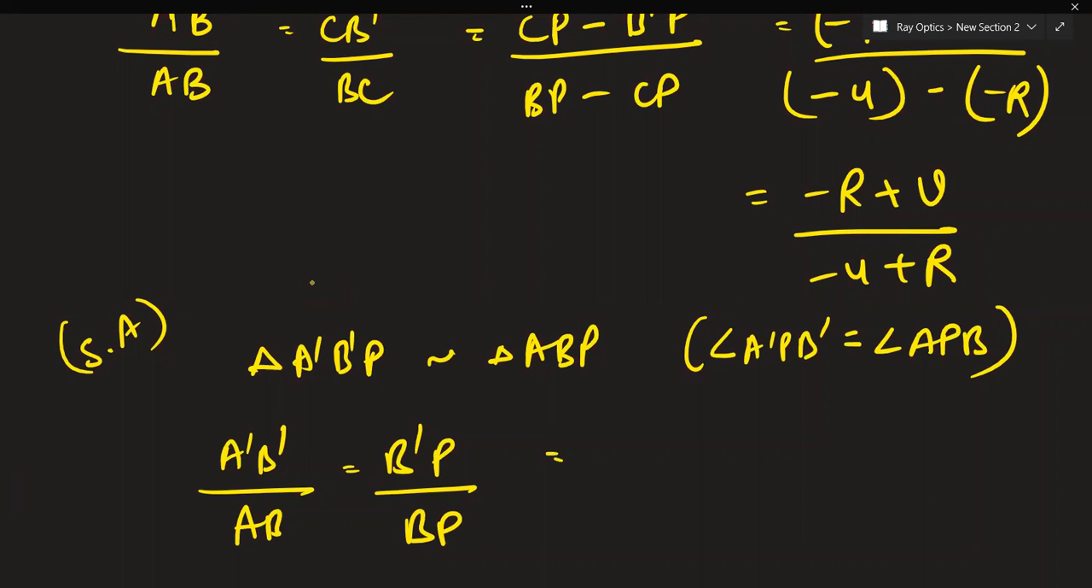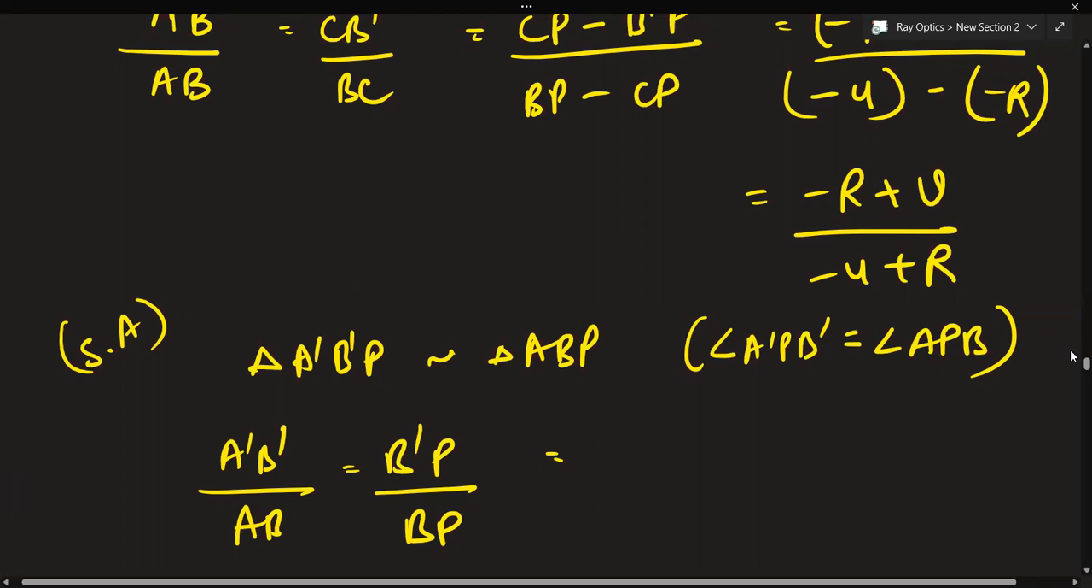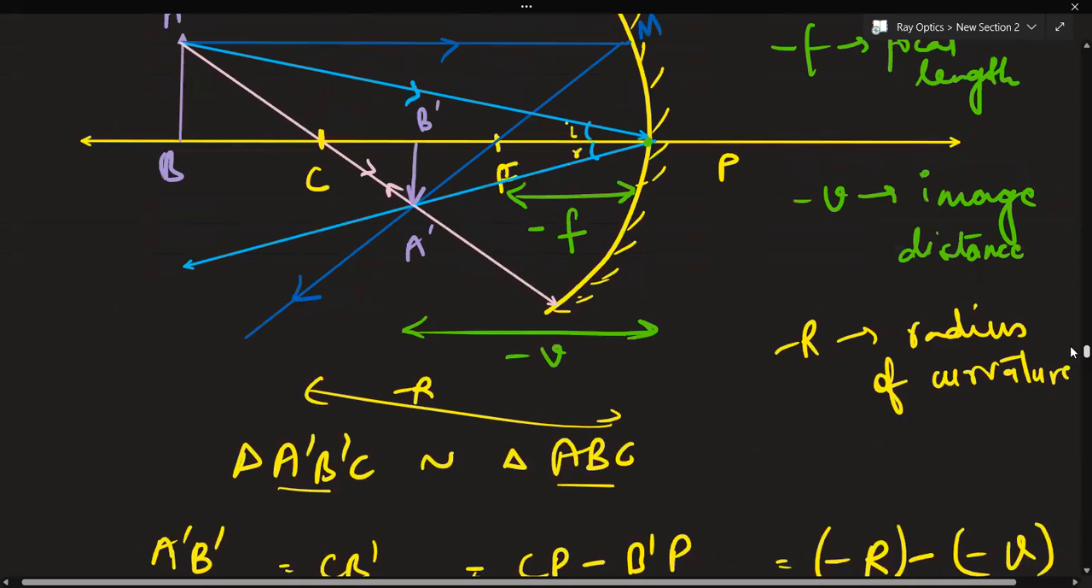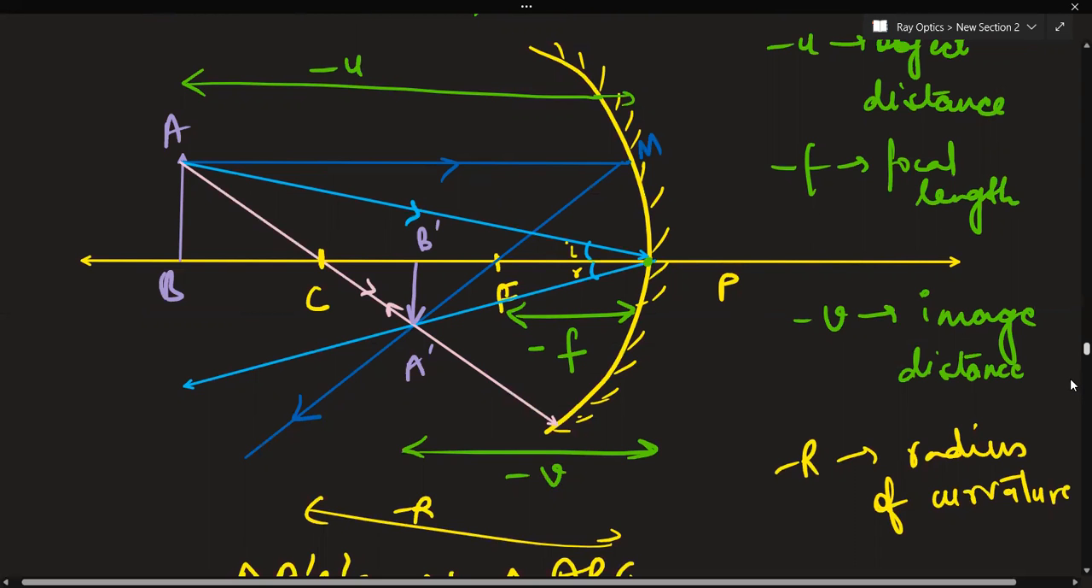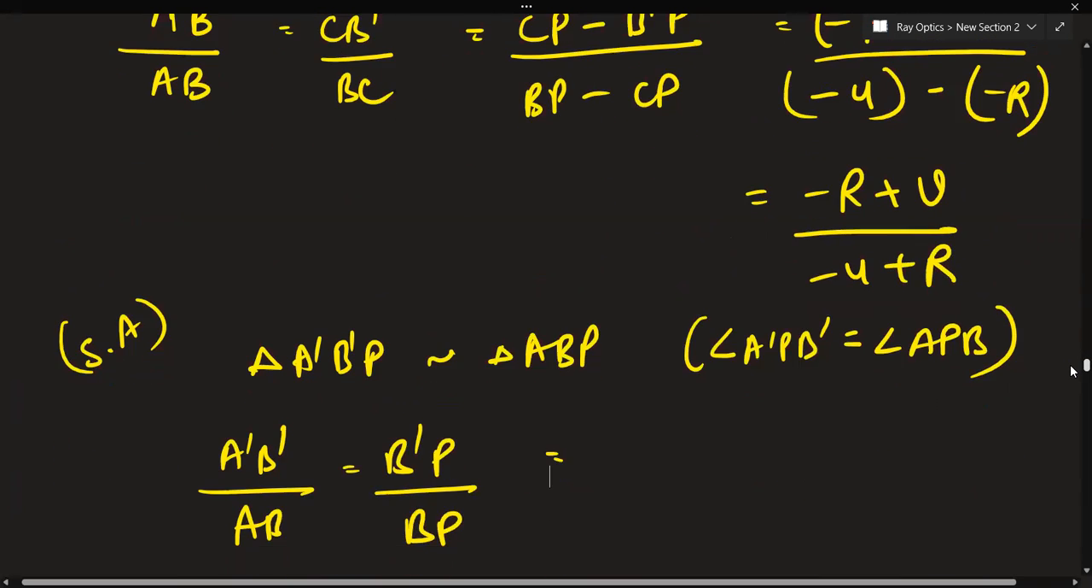Now see what is B dash P. This is easier. Now you don't have to delete anything. B dash P we have already seen. B dash is there, P is there. This is complete image distance. And what is BP? BP is complete object distance, minus U. B dash P is minus V. BP is minus U. Now we didn't have to subtract or add because it was directly given.